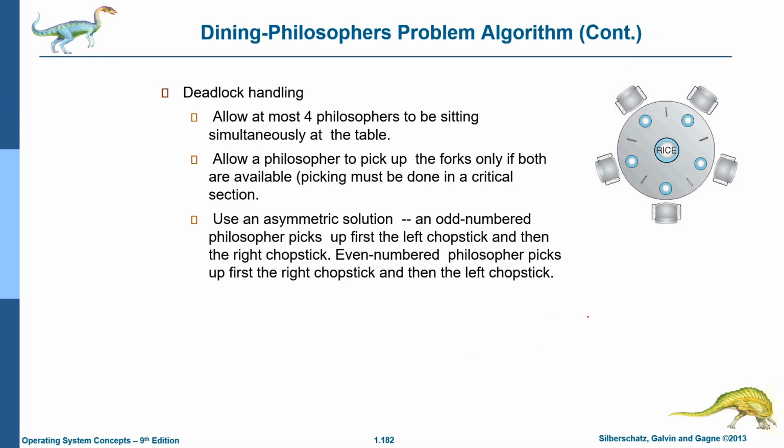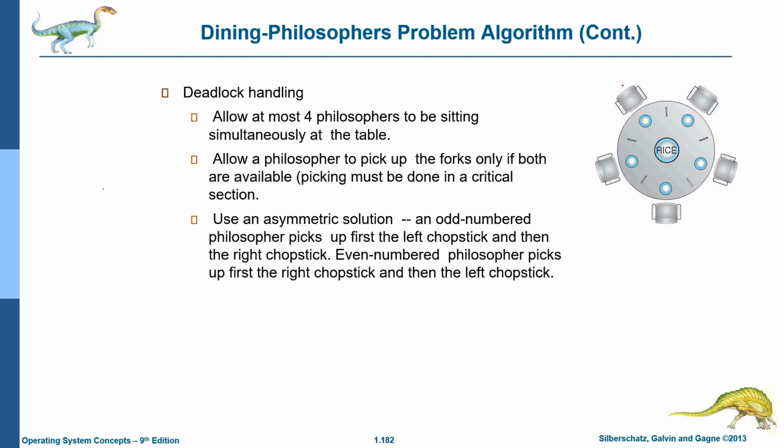Okay, so how can we handle the deadlock? We can handle deadlock by allowing at most 4 philosophers to be sitting simultaneously at the table. If 4 of them are there, then a deadlock cannot happen.